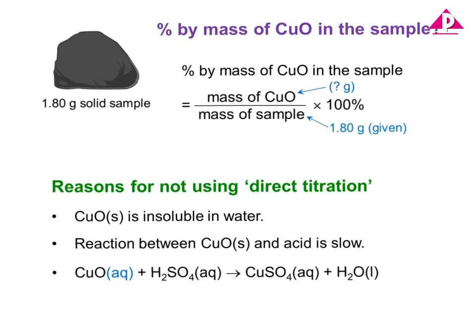Unlike sodium oxide and potassium oxide, copper-2 oxide is an insoluble base which cannot form an aqueous solution with water. Besides, its reaction with an acid is slow. Therefore, we cannot use direct titration to determine the mass of copper-2 oxide present in the sample.